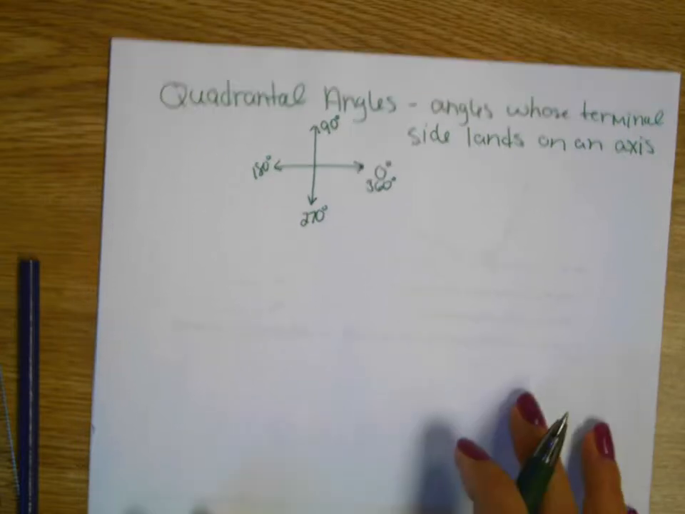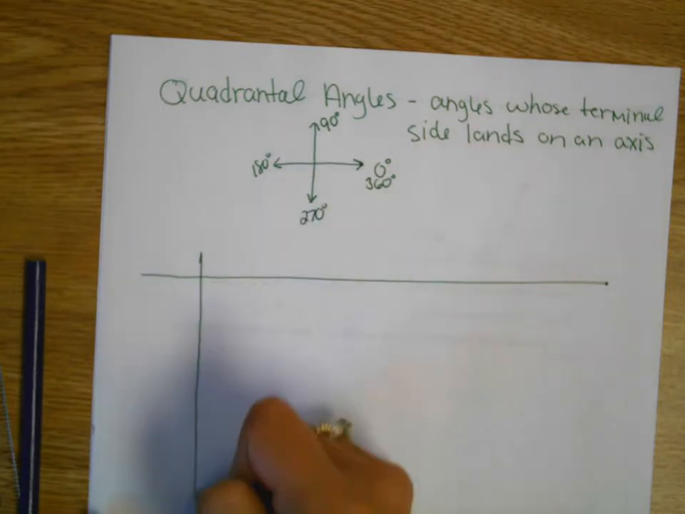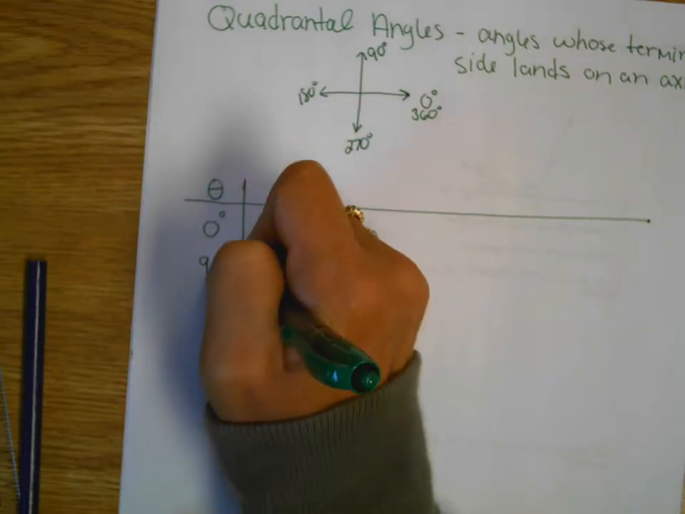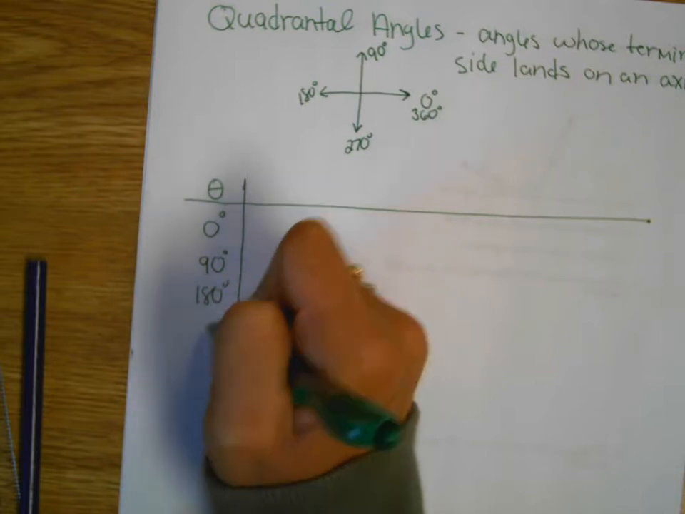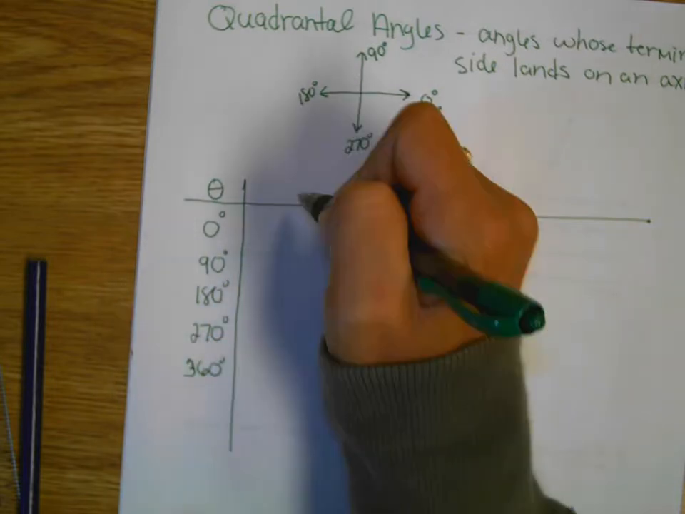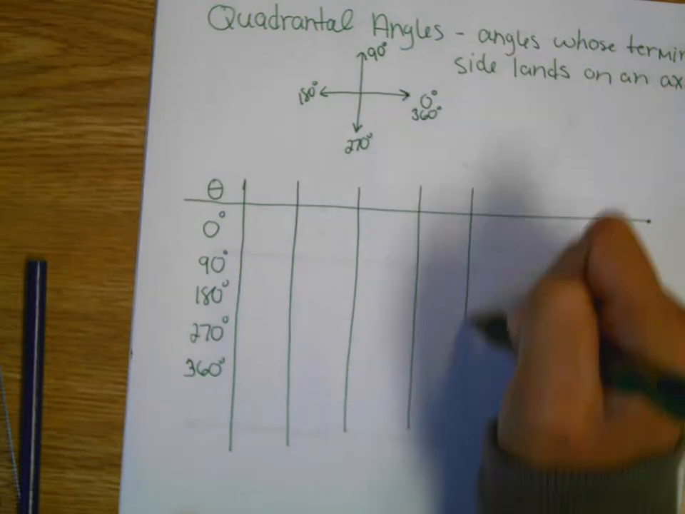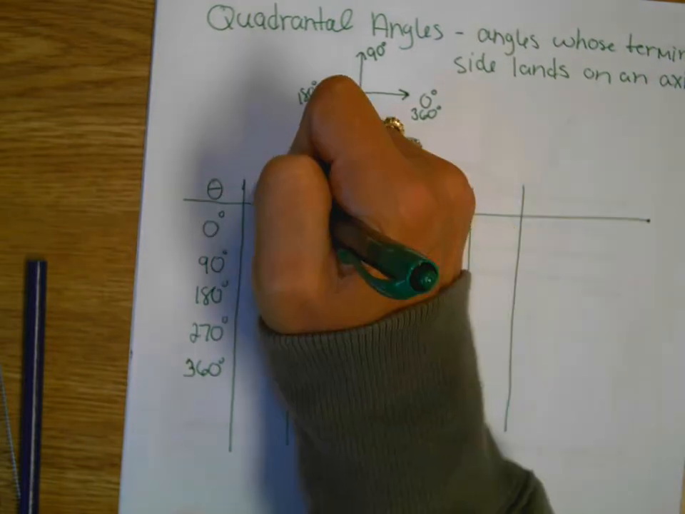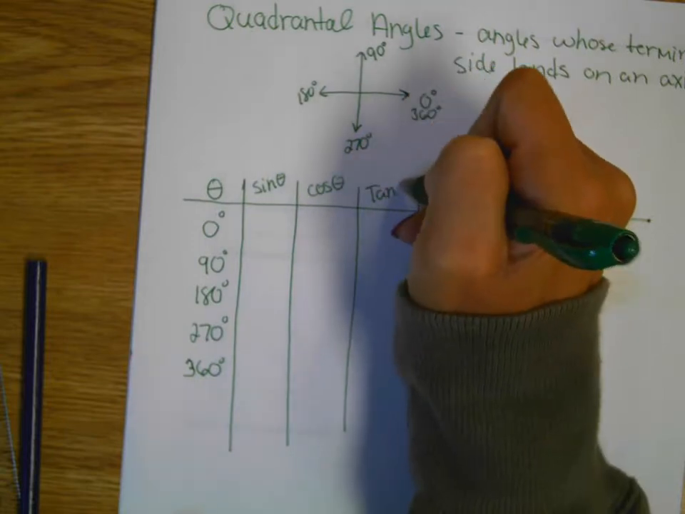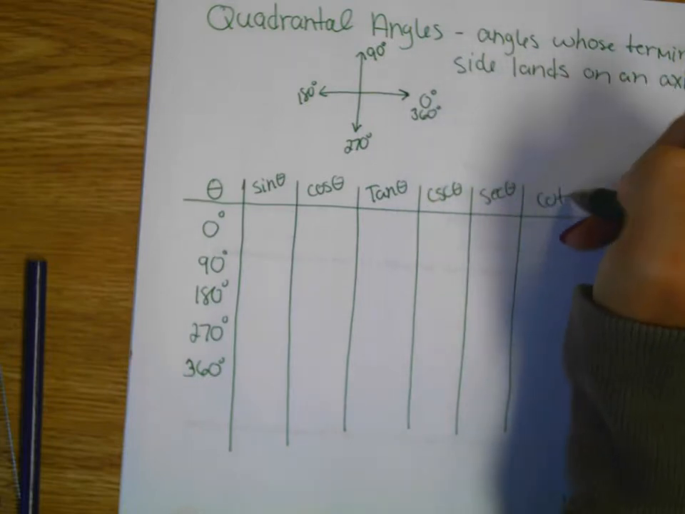put them in a table. Okay, there's 5 quadrantal angles, and we want 6 trig values. So we want 0, 90, 180, 270, and 360. And then we want our 6 ratios. Sine, cosine, tangent, cosecant, secant, cotangent.